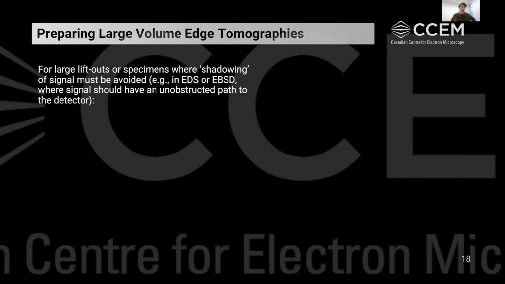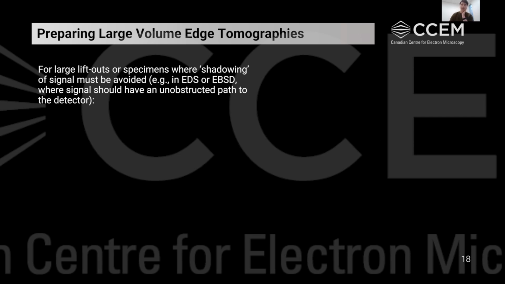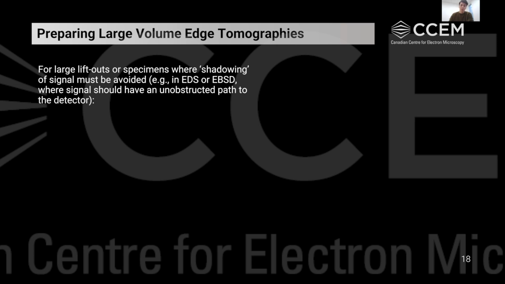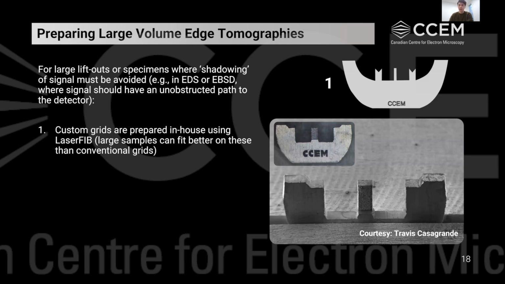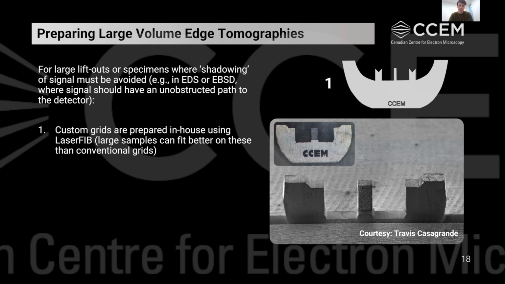For large volume tomographies, so we're looking at things that are maybe 100 microns or larger, where we can have a significant amount of material to remove or a substantial amount of shadowing because these are quite deep, we can actually do lift-outs. So we're able to lift out our volume of interest and attach it to something that's a bit more conducive for 3D imaging. So something like a custom grid, for example, that we can prepare in-house using our laser FIB system.